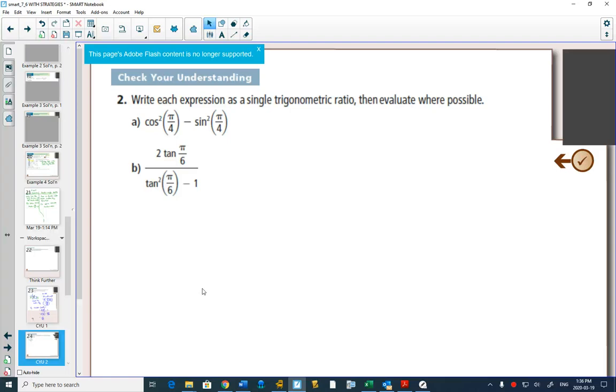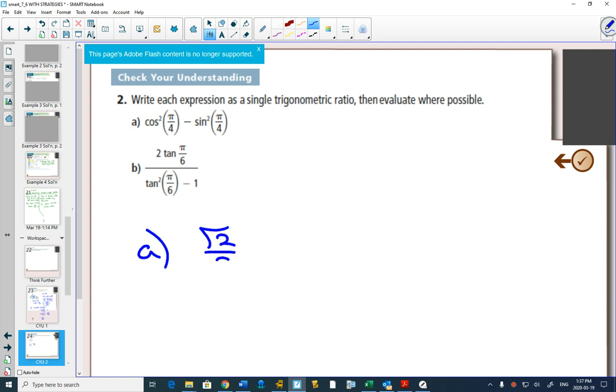So again, just with our formulas the other day, you're going to have to mostly memorize these formulas so that you can recognize them. So here we have cos squared pi over 4 minus sine squared pi over 4. Well, pi over 4 is on your pi plate. So if you wanted to do this one directly, you could.